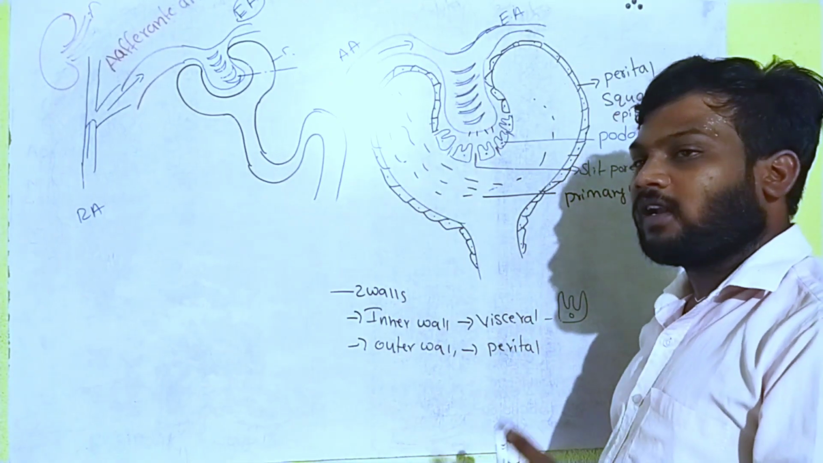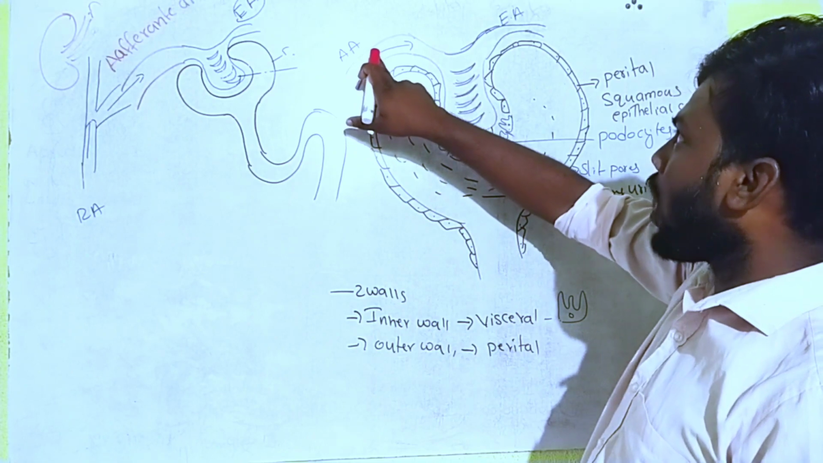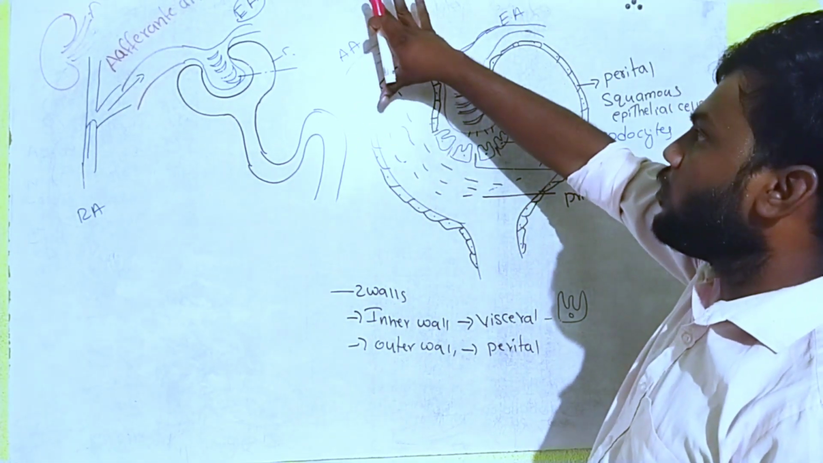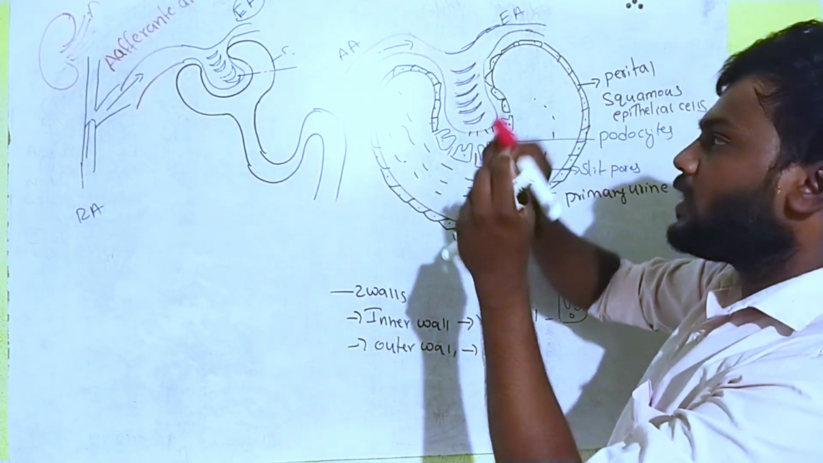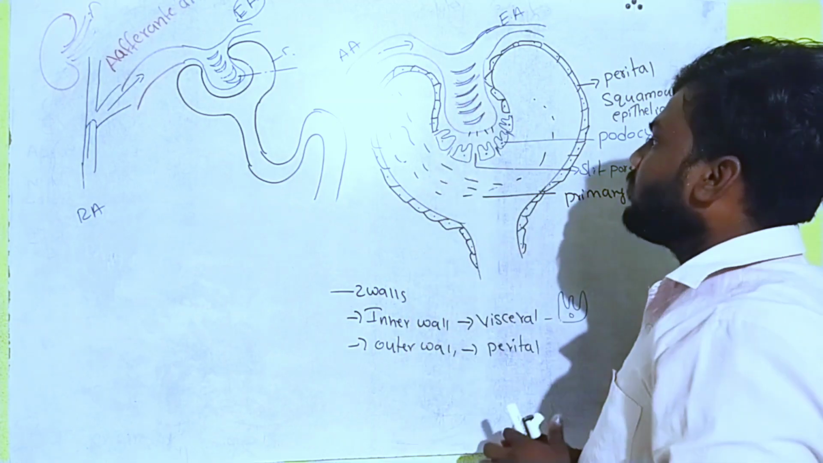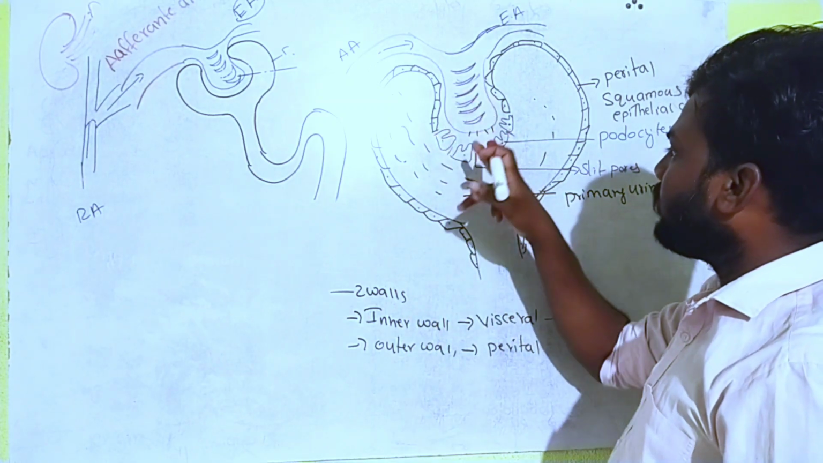How will the blood be filtered? You can observe the afferent arteriole and the efferent arteriole. The afferent arteriole will be wider, but the efferent arteriole will be narrow. Due to this, pressure will be developed here, and blood will be filtered.